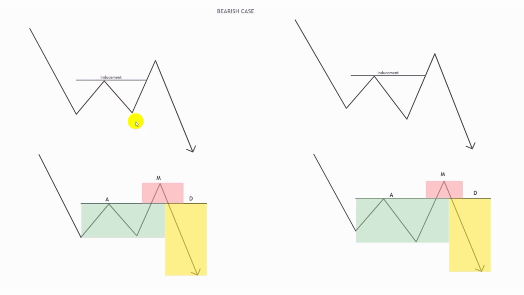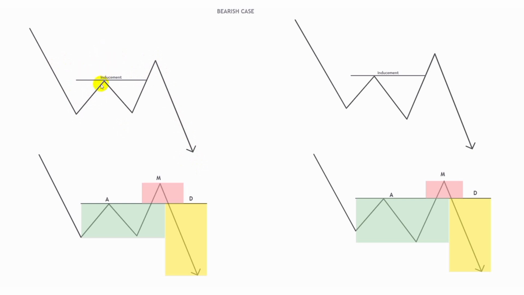So since the institution know that the retail traders will be looking forward to plan their orders at this inducement zone, they would raid out the stop loss before we have the price movements to the downside. And what you must understand is you want to see this inducement formed where price doesn't return to the premium price zone or the equilibrium price zone.